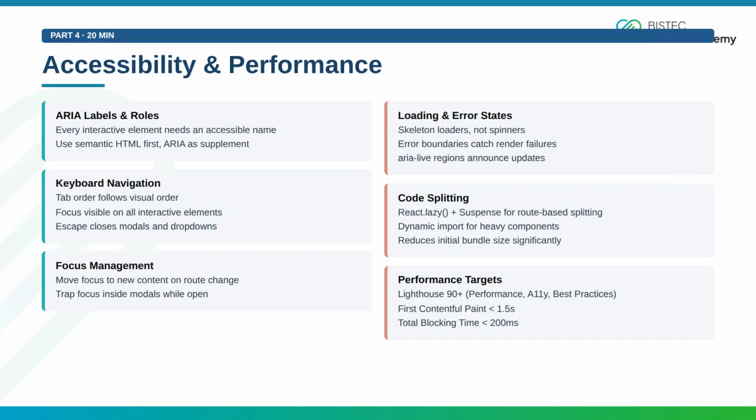20 minutes for accessibility and performance. These are not afterthoughts, they are part of the deliverable. Accessibility first. Every interactive element needs an accessible name. Use semantic HTML elements first and add ARIA attributes only when HTML alone isn't enough.